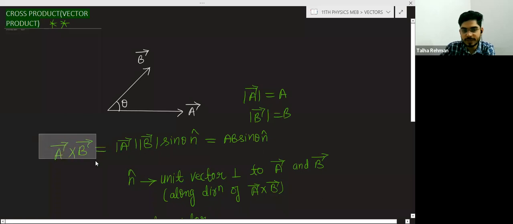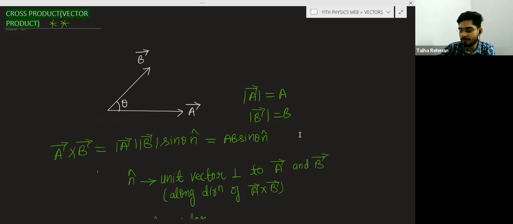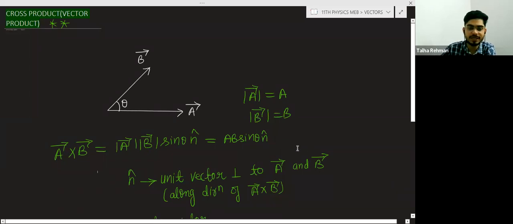So basically, what is A cross B? A cross B is AB sine theta n cap. What is n cap? N cap is the unit vector perpendicular to A and B. Two vectors will always be in a plane, and perpendicular to that plane will be the n cap, the unit vector perpendicular to A vector and B vector.